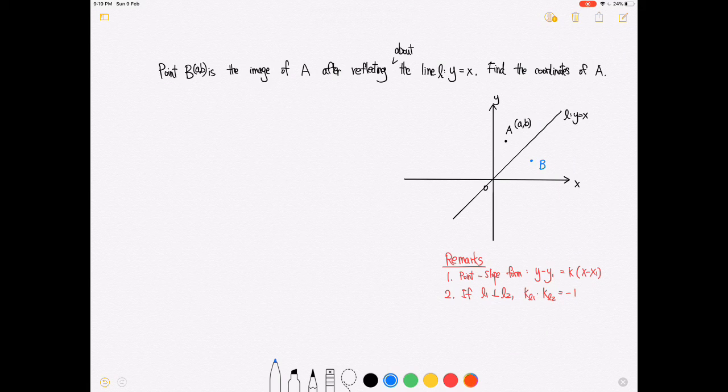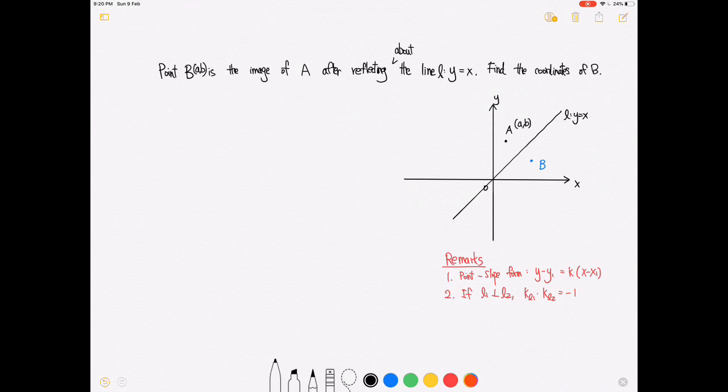Let's have a look at this question. Point B, AB is the image of A after reflecting about the line L, y equals x. Find the coordinates of B. Before we do this question, we have to know two things. I already wrote them in the remarks.